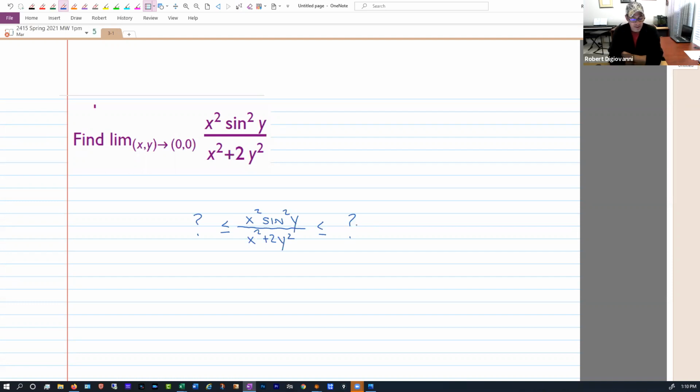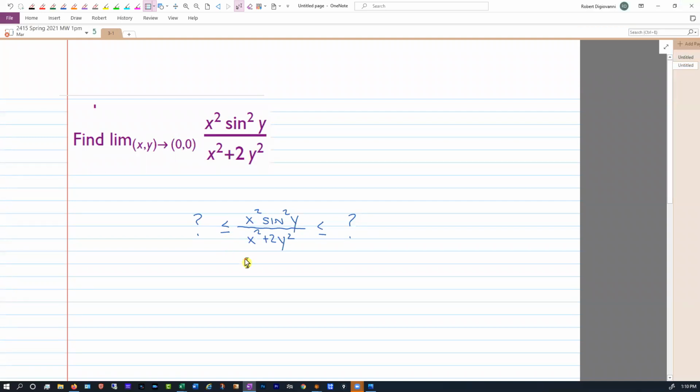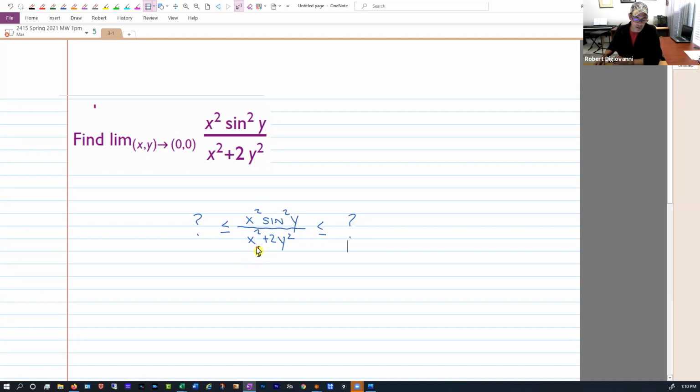So let's start with the left-hand side. Any guesses? I mean, we have to try something. Any guesses as to what this quantity should always be bigger than or equal to? 0. Okay, that seems to make sense, right? Because look, x squared is positive. Sine of y could be negative, but then we're going to square it, right? So that should be positive. And then plus, let's see, x squared, that's positive, plus 2y squared, that's positive. So look, this thing has got to be positive. At the worst, it could be 0, right? But this would have to be greater than or equal to 0. So that seems like a reasonable guess.